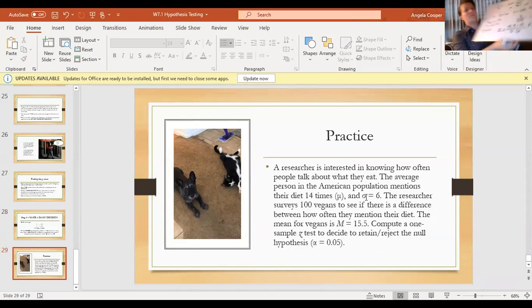So this value of 0.0062 is what I found in the z-table. Since we have a two-tailed test, we multiplied that value by 2 to get our p-value. So let's make a decision. Should we reject or retain the null hypothesis? Well, our z was greater than our critical value. Our p-value was less than alpha, so our p-value was less than the level of significance.